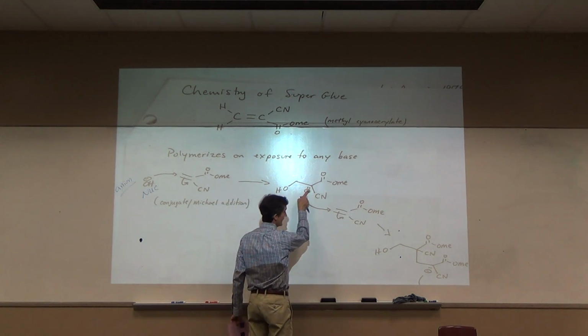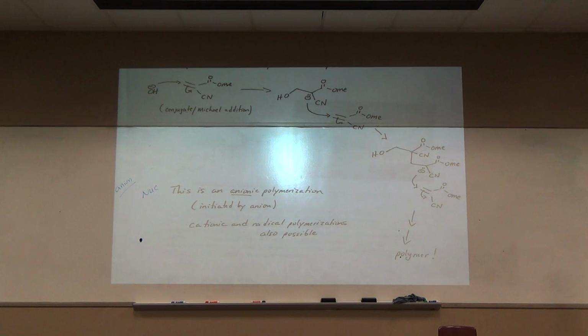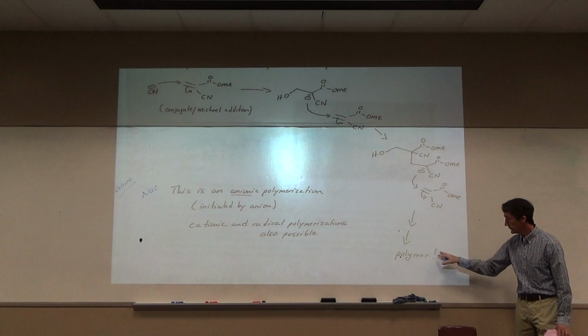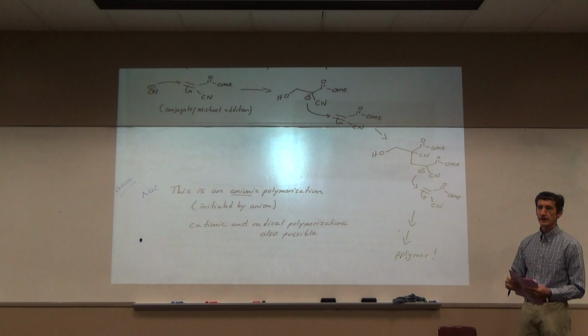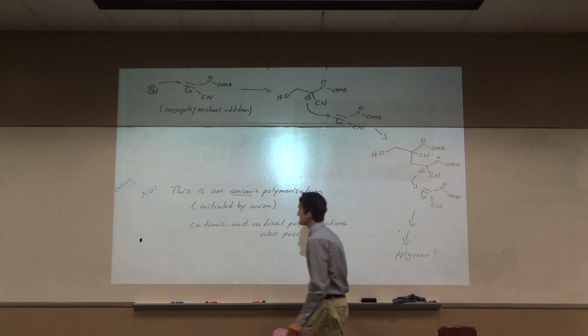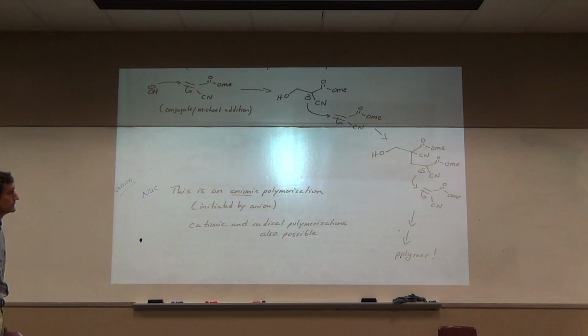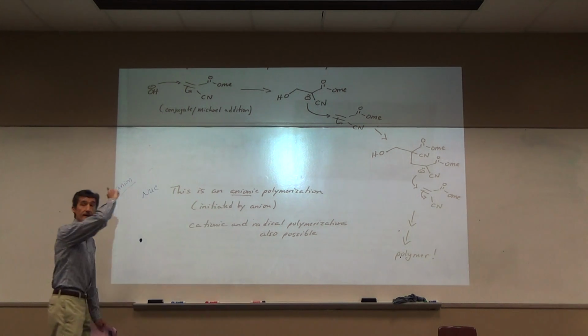But this anion can do another Michael addition. And what can this anion do? Another Michael addition. And unless somebody stops it, eventually you're going to have a huge molecule, and this is polymerization. With this particular molecule, when it polymerizes, it forms a solid that also has binding properties, and it will be a glue, superglue. Now this is called an anionic polymerization because it's initiated by an anion.